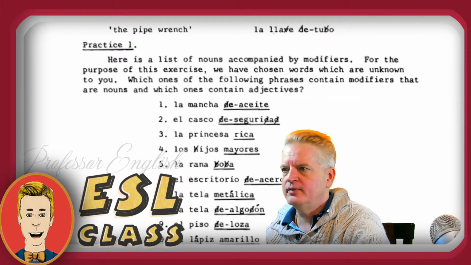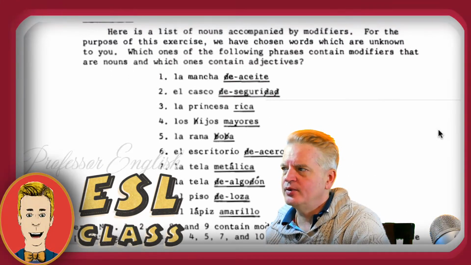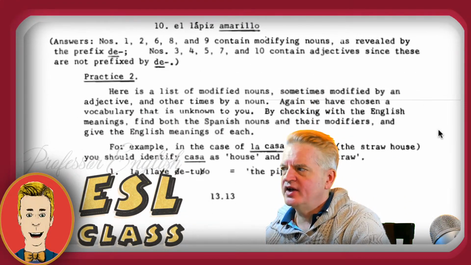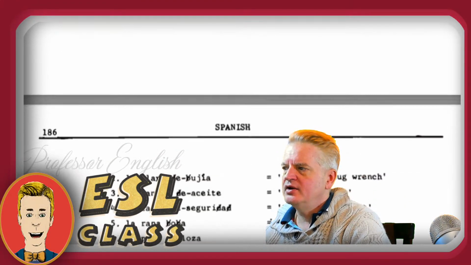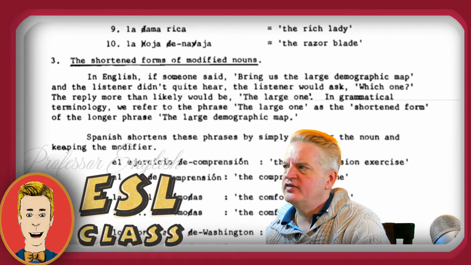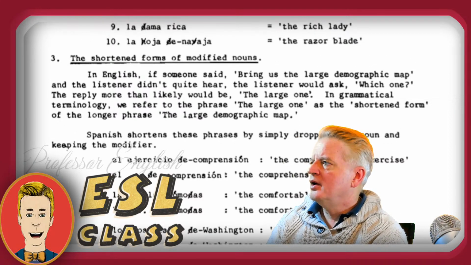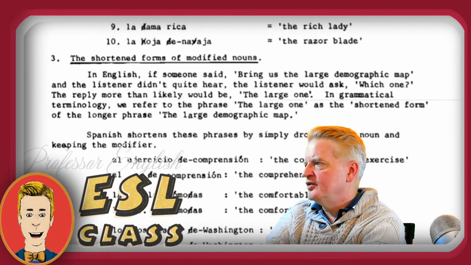Let's see. ¿Usted acaba de estudiar? Oh, they're not showing this. Okay, so this is not part of the exercise. So we know about, let's see, shortened forms of modified nouns.